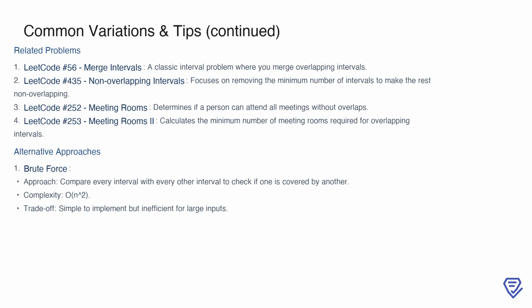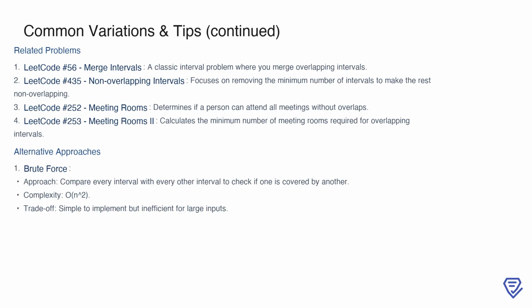For example, LeetCode number 56, merge intervals, focuses on combining overlapping intervals into a single merged interval. LeetCode number 435, non-overlapping intervals, is about removing the minimum number of intervals to ensure the rest are non-overlapping. LeetCode number 252, meeting rooms, involves determining if a person can attend all meetings without scheduling conflicts, while LeetCode number 253, meeting rooms 2, calculates the minimum number of meeting rooms required for overlapping meetings. These problems often share concepts like sorting and interval comparisons, so familiarity with them can strengthen your understanding of interval-based algorithms.